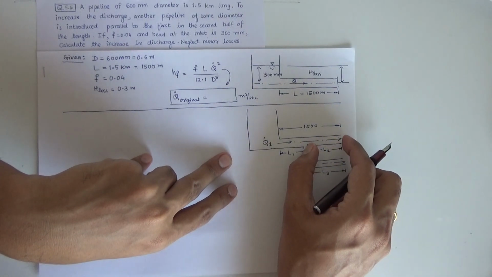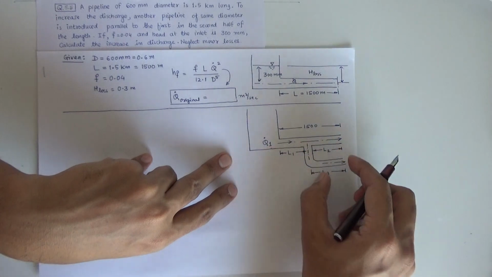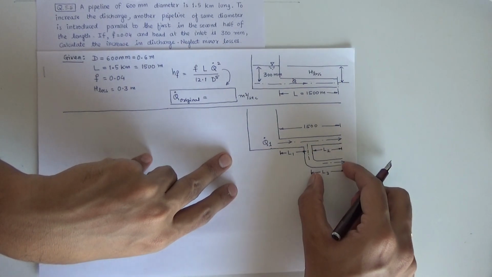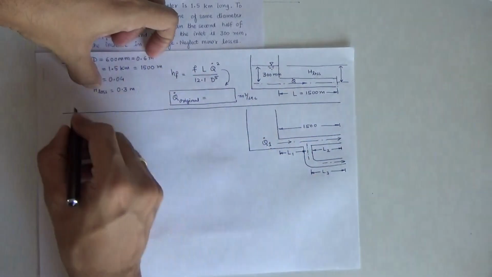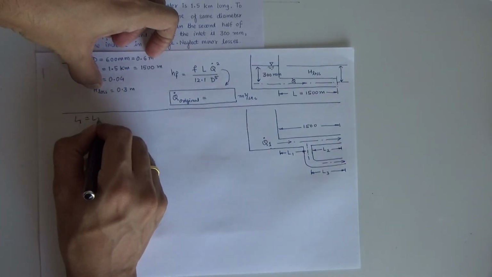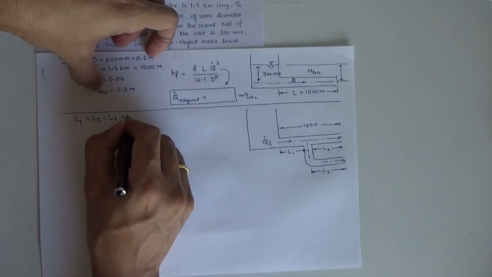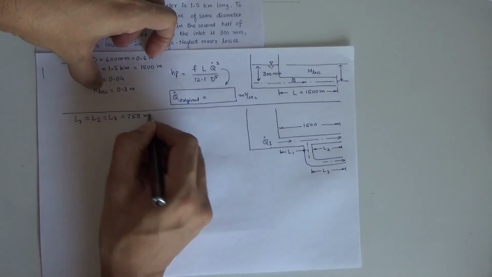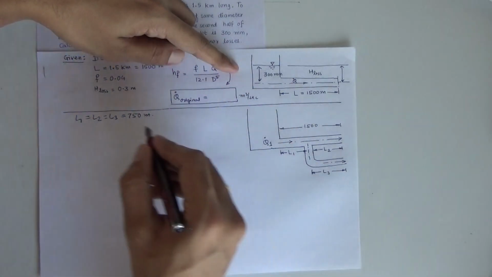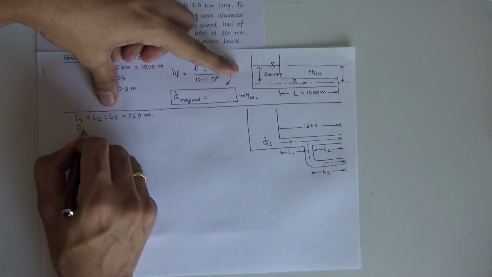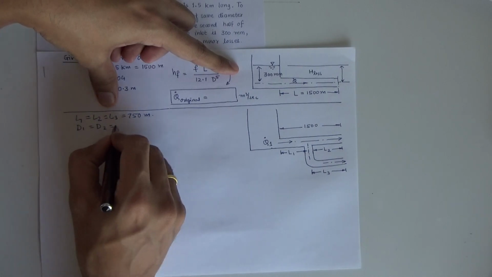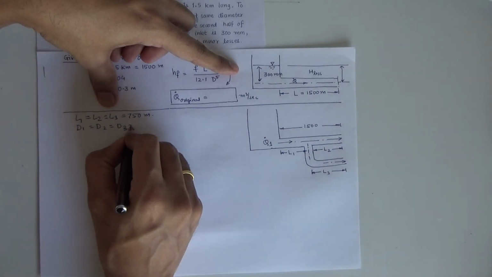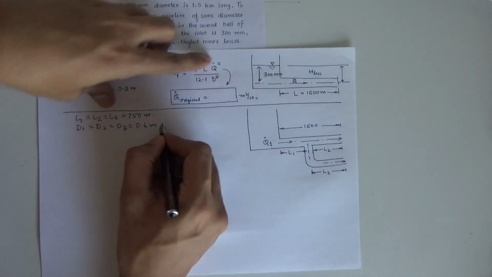So this one will be 750, this one will be 750, and this is parallel, so they are also 750. So all L1 equal to L3, L2 equal to L3, all are how much? 750 meter. And the diameter is also same. They have said that the diameter is not changed. In the problem it is mentioned that diameter is same, so it is 0.6 meter.